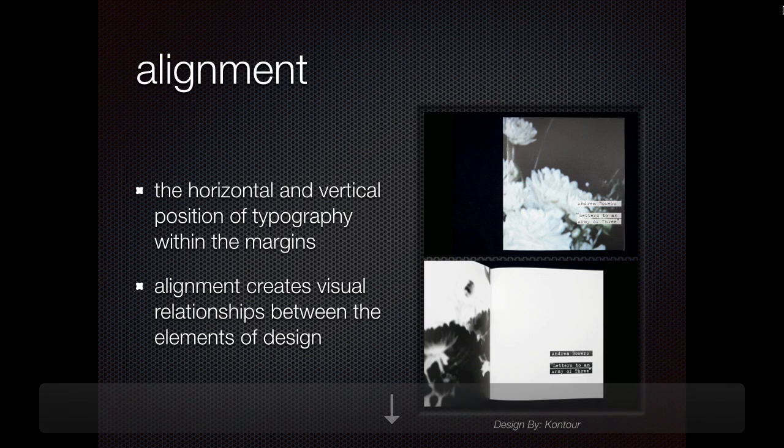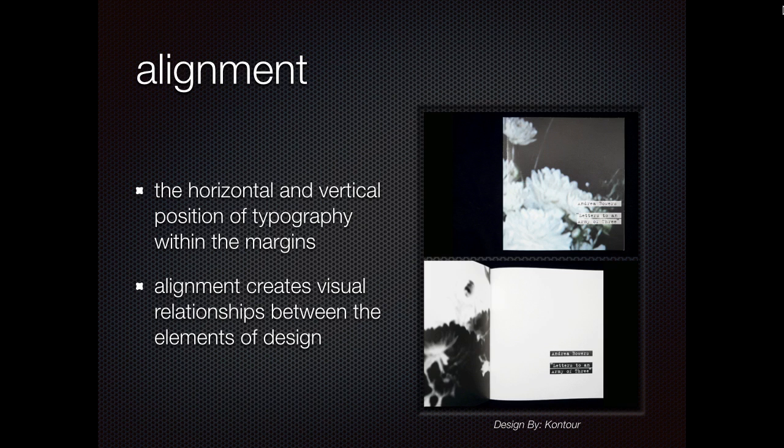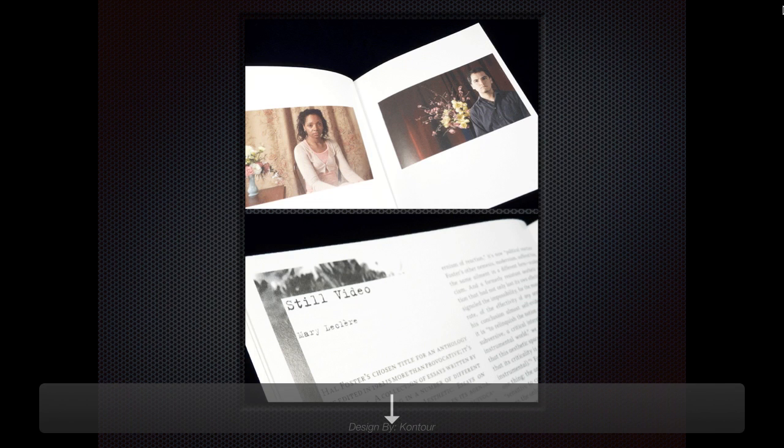Right? Alignment is the horizontal and vertical positioning of the type within whatever margins you have established, right? Alignment is going to create the visual relationship between the other content and your words, right? And so you want to think about that alignment and what's appropriate.